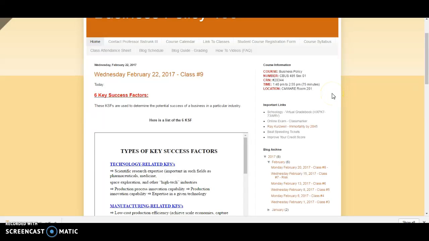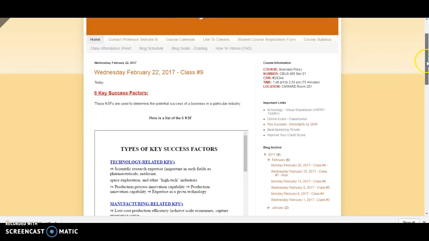Hello. Today we're going to discuss the six key success factors that a business will have to use to determine if they're going to be successful in a particular industry. On Monday, we discussed Porter's Five Forces model as it looks at an industry, competition, and a particular company. So once we use Porter's model, then we can look at six key success factors to determine whether that company should stay in that industry, how well they may do in that industry.